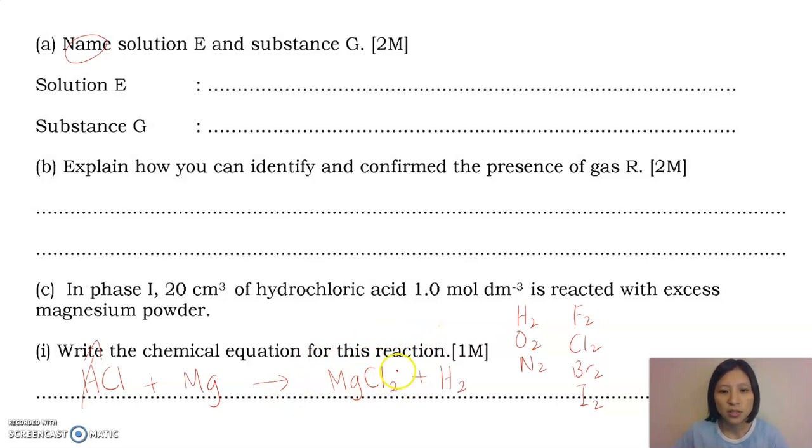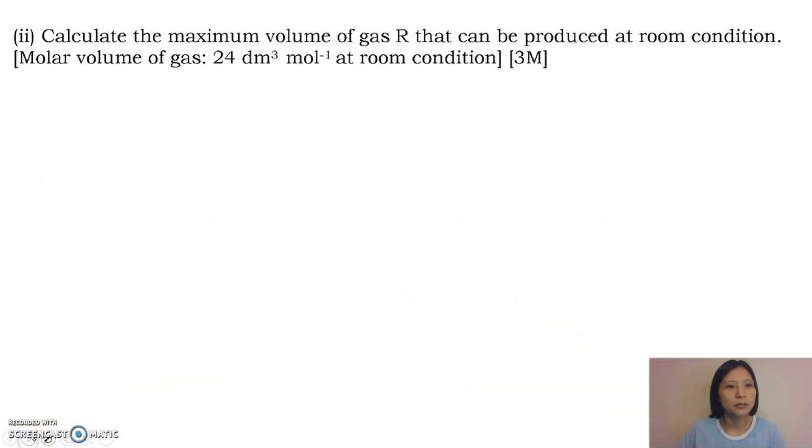There are two Cl's over here. So there should be 2 HCl. So 2H and there are 2H. So the left side of the arrow and the right side of the arrow must be balanced. So that's your equation. Let's look at the next question.